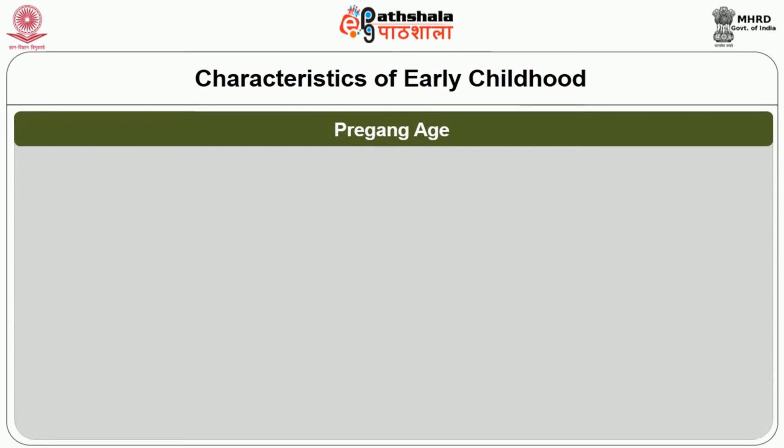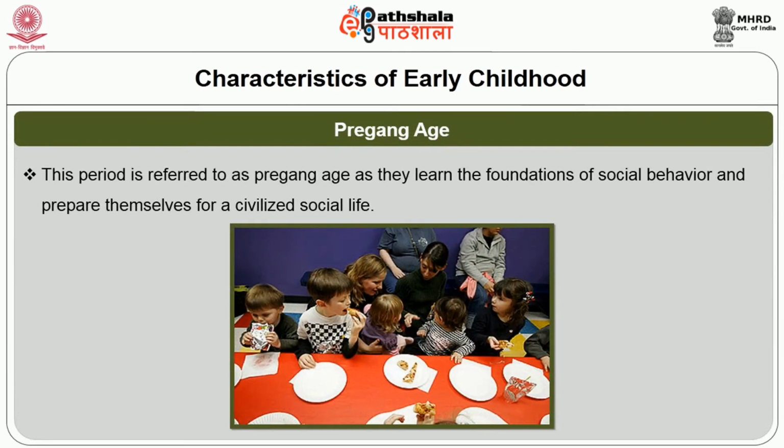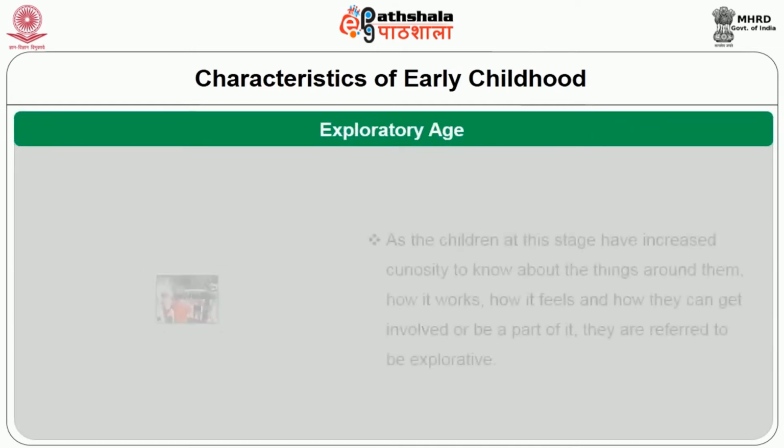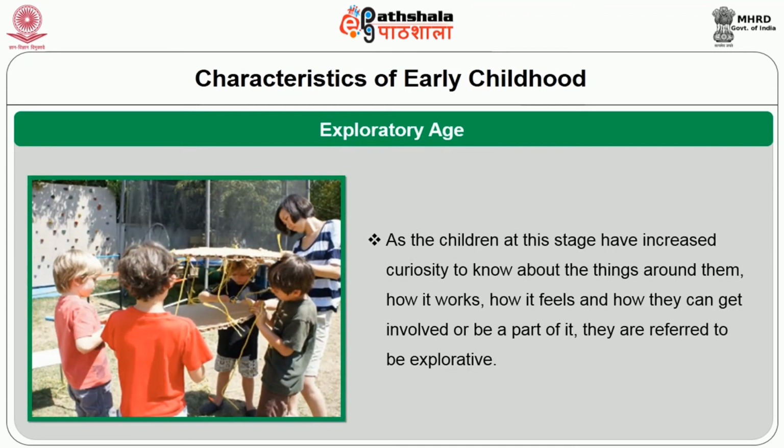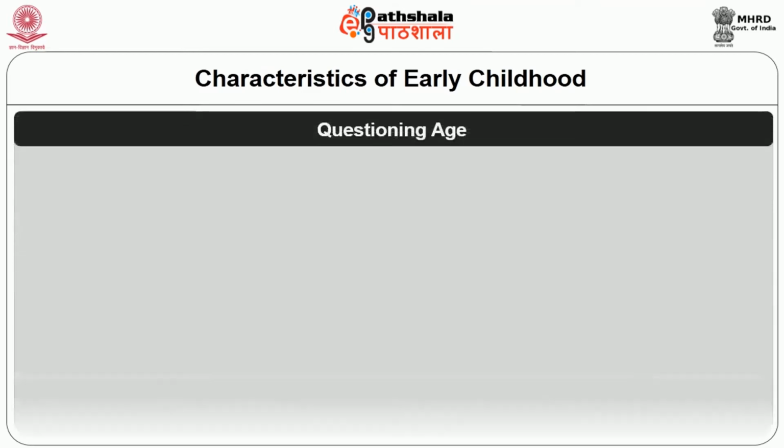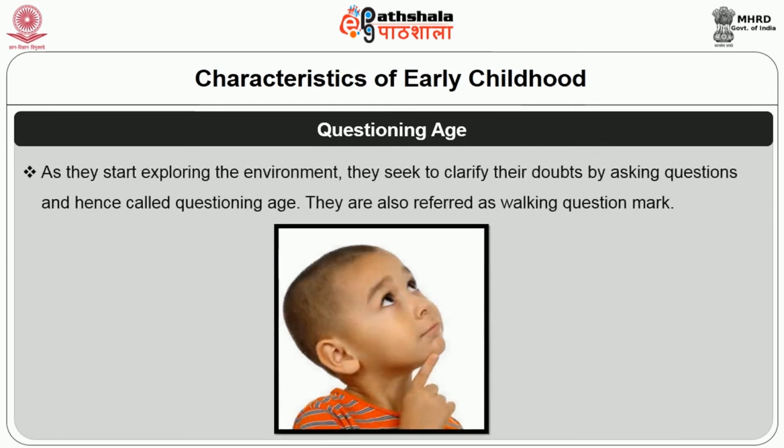Then it is also called the pre-gang age. This period is referred to as pre-gang age as they learn foundations of social behavior and prepare themselves for a civilized social life. It is called an exploratory age. As the children at this stage have increased curiosity to know about the things around them, how it works, how it feels, and how they can get involved or be a part of it, they are referred to as explorative. And this period is also called the questioning age.